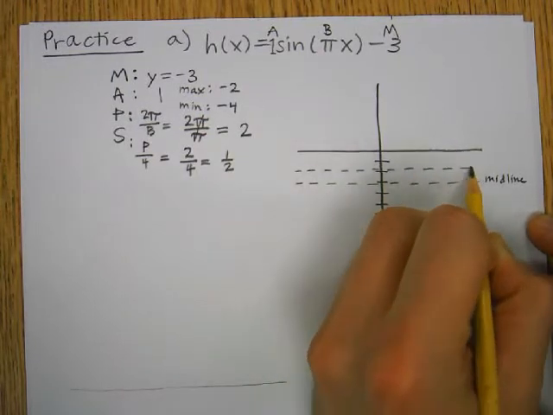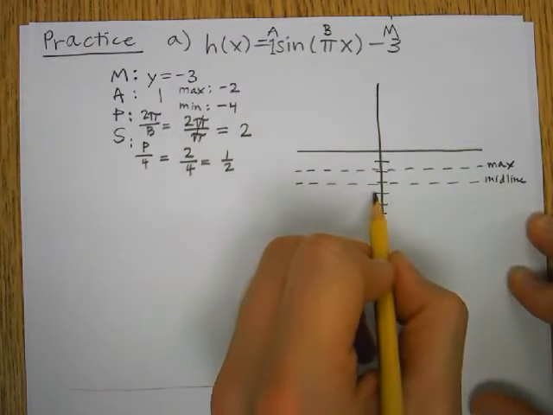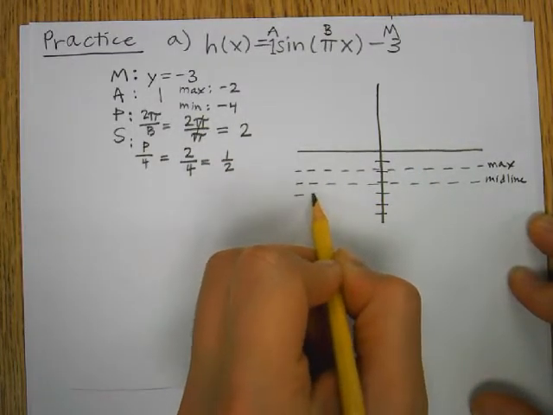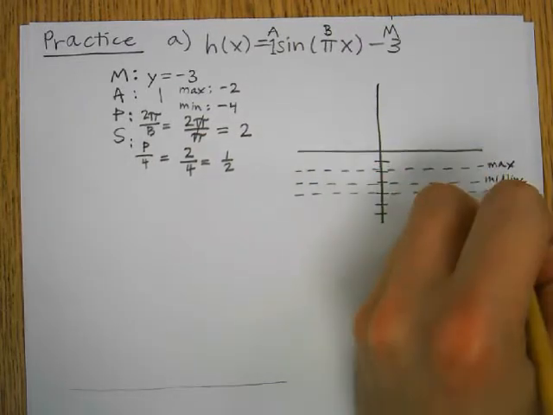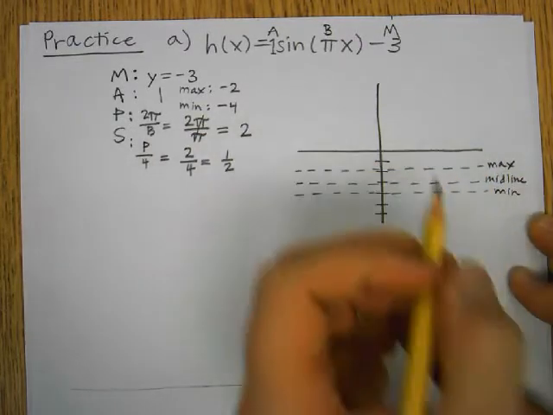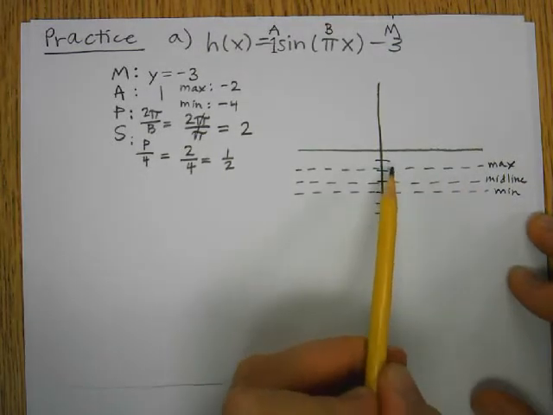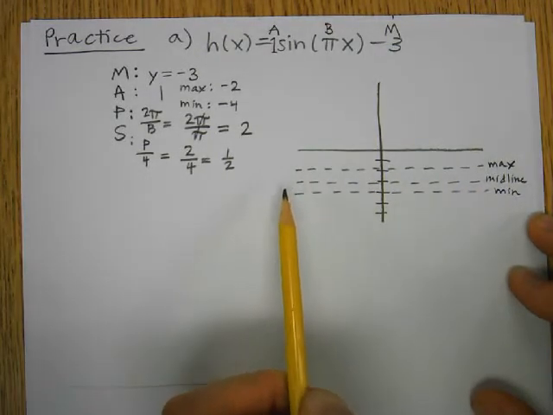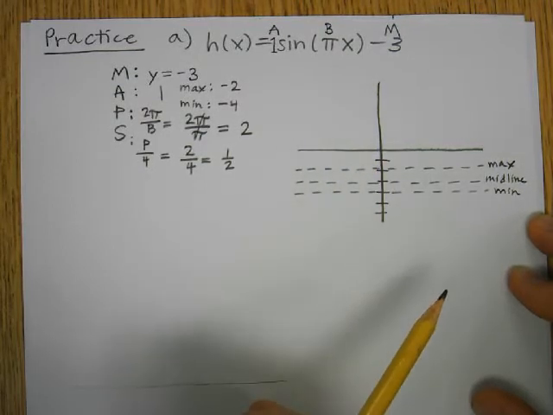The maximum is going to be at negative 2, so I'm going to add a dashed line at y equals negative 2, just so I remember that that's the maximum value possible on my graph, and as well at negative 4 as my minimum. And just like I asked before, I know that this periodic function will be between this maximum and minimum. It's never going to cross the x-axis.